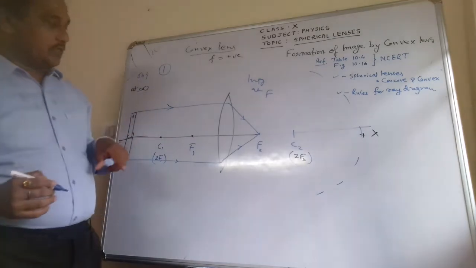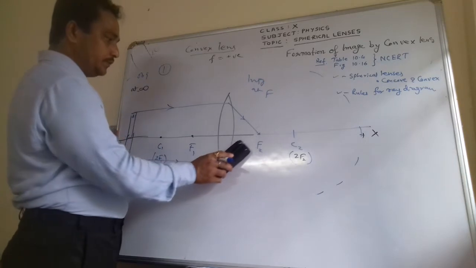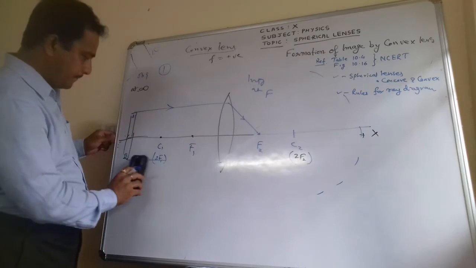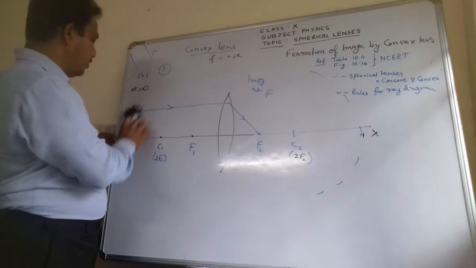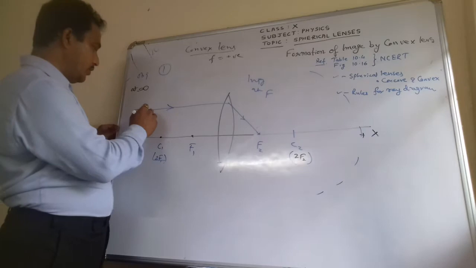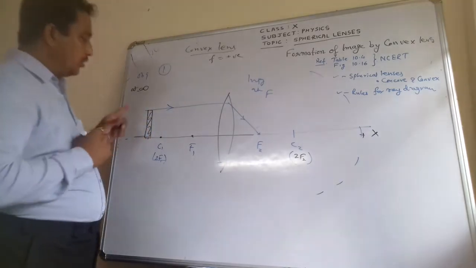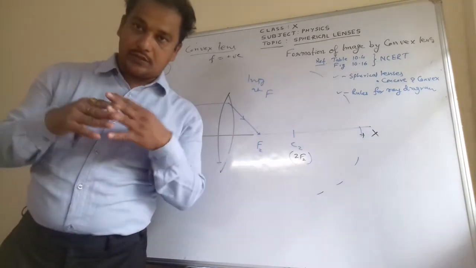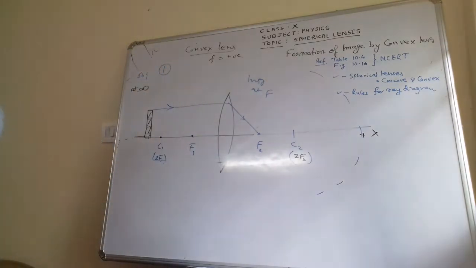After that, we will see the second case, when the object is placed beyond C. Let us do that also. Now the object is moving towards the lens and it has reached here, beyond C. This is the object. Now again we will apply the same rules. You are aware of the rules. Any two rules we will apply, and the intersection of those rays will give the solution, the image formed at that point.